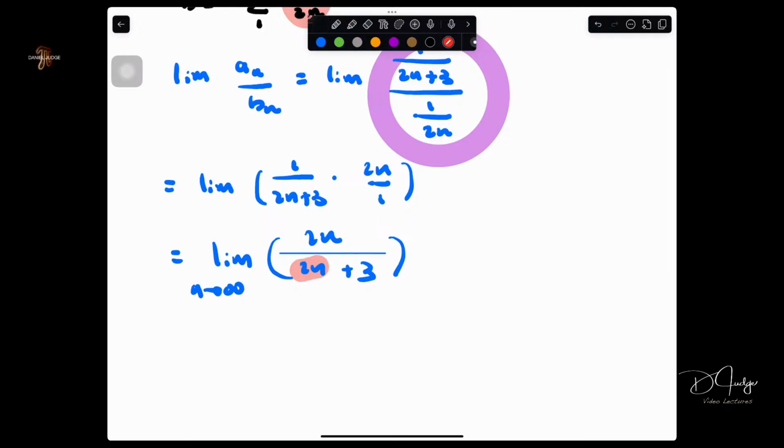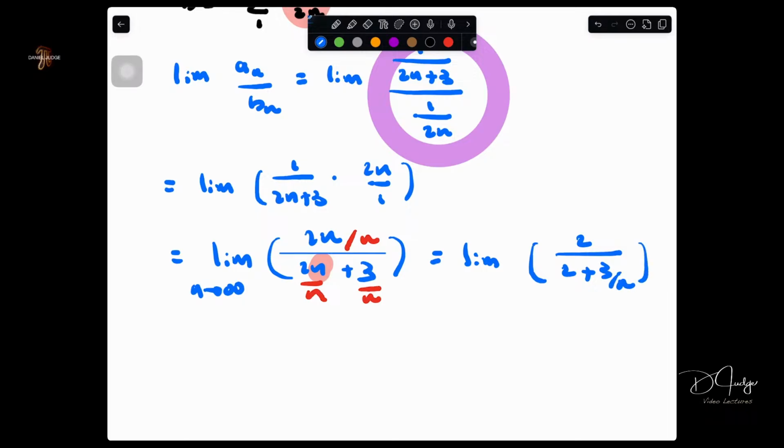We could use calculus 1 or calculus 2. So by now we've been using calculus 1 for the most part, meaning we can divide by the variable to the highest power in the denominator. So let me do this again here. Meaning we can divide by 2n. That's not an issue, but I'm going to try to be consistent here. n, and n. So that this limit now is 2 over 2 plus 3 over n.